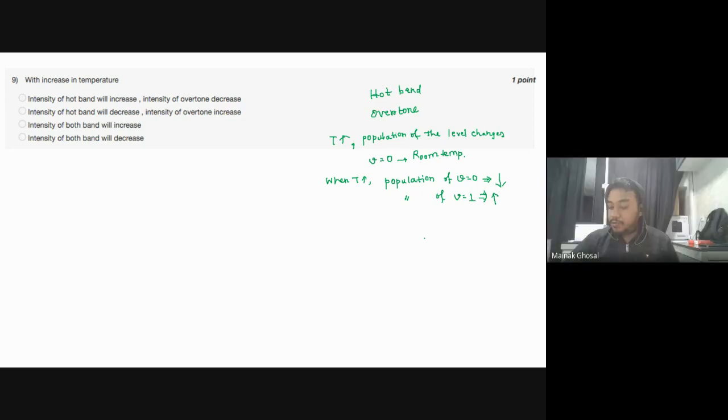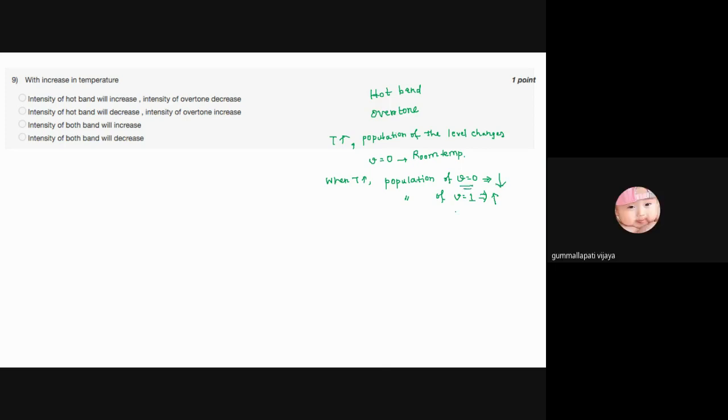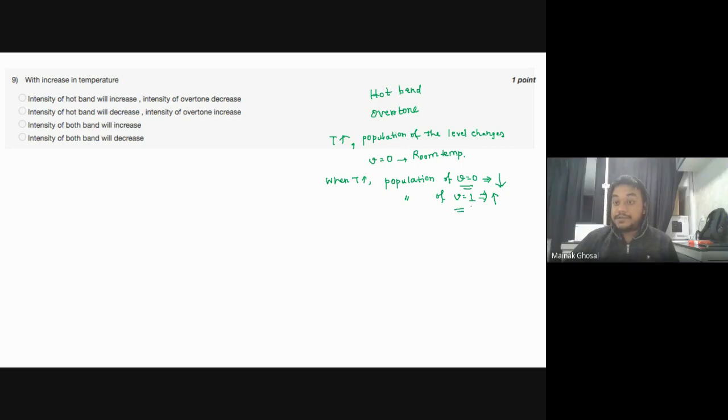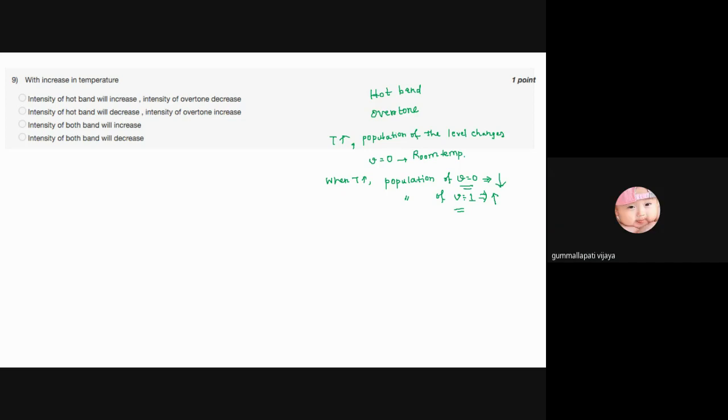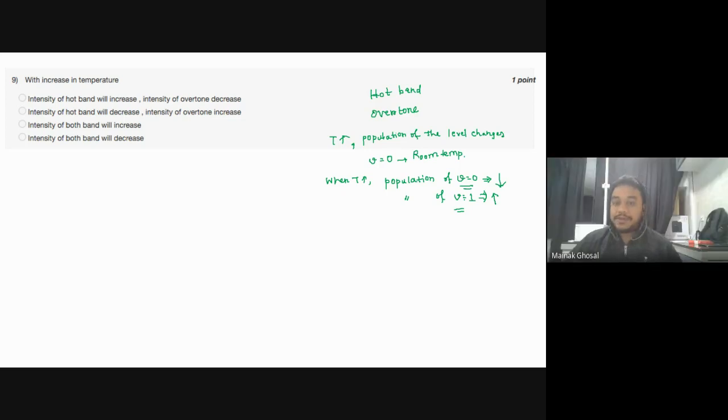So what will change the population? The population of V equal to 0 will decrease, right? Yes. But the population of V equals to 1, that is the upper excited state, will increase. Ground state will decrease and upper state will increase. Exactly, the population of the upper state will increase.